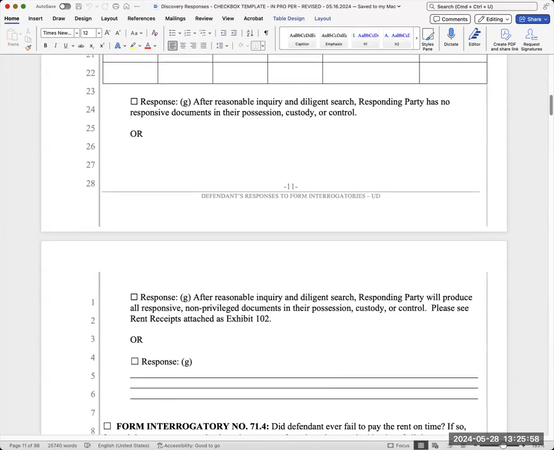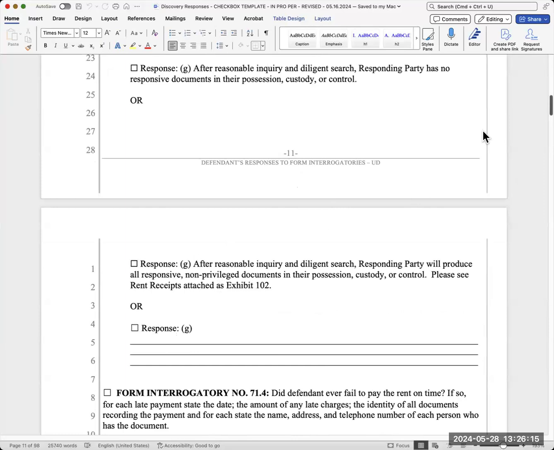And this is about providing tangible evidence of those payments. If you don't have evidence of those payments, you check here. If you do, you say, I've included them in my binder under Exhibit 102, which is proof of rent payments. If you have some other response, you put it here.